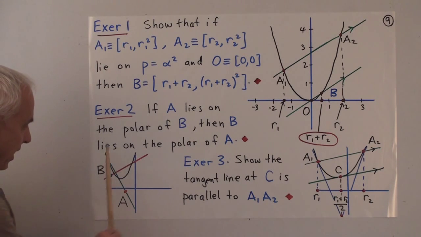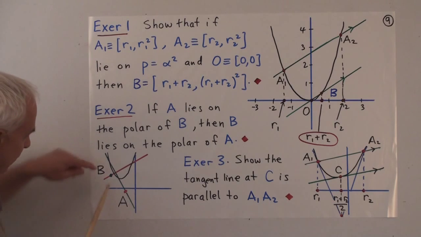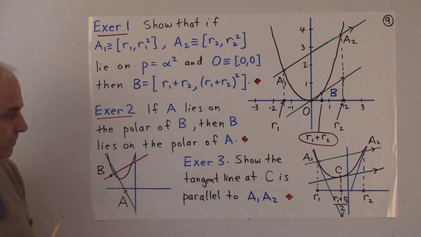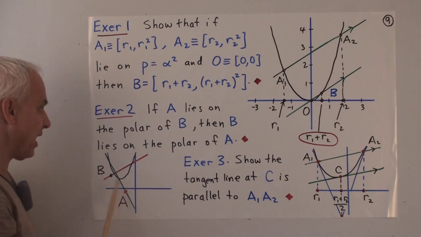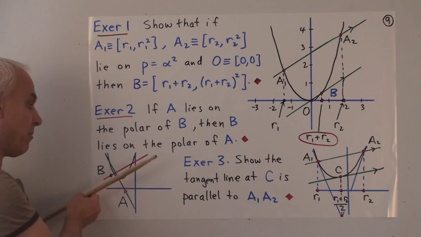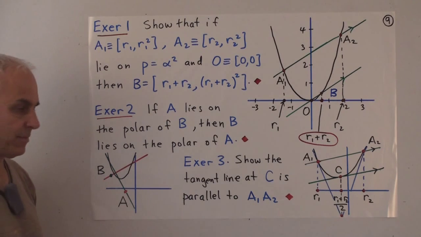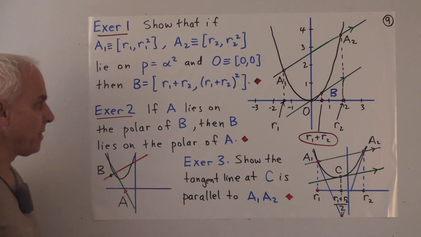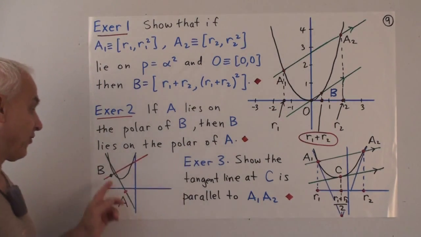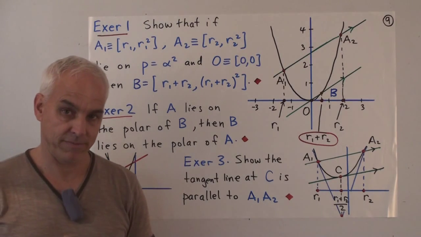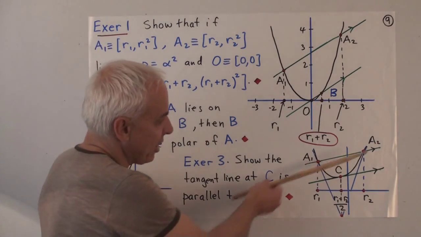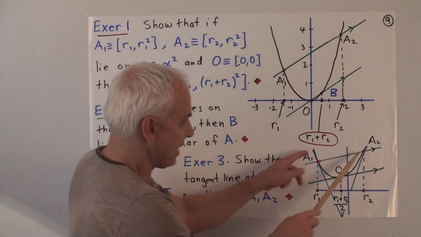And there's another point B, and here in green is its polar. So if you take the places where the green line meets the parabola and draw the tangents, you get there. Okay, the statement is that if A lies on the polar of B, which in this case it does, then B lies on the polar of A. It's a general fact. You can prove it just for the standard parabola. Those of you with a bit more algebraic skills can try to see if you can do it for a general parabola. Excellent exercise.